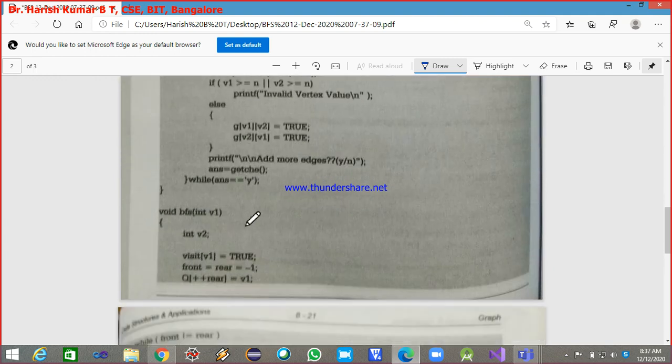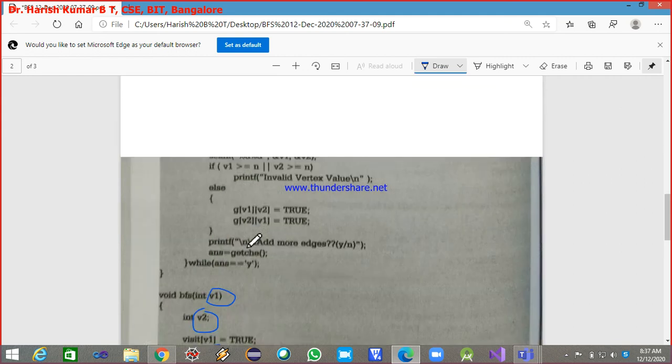You can observe now BFS of v1. This is the starting vertex. I have another vertex in v2. Now what I'm doing, visit of v1 is equal to true. The starting node, I have to mark as visited right now. Initially all the elements in this visit array are initialized to false. We did it here.